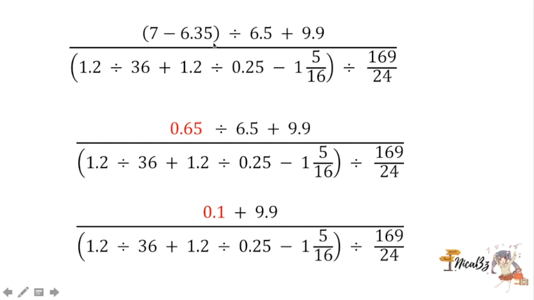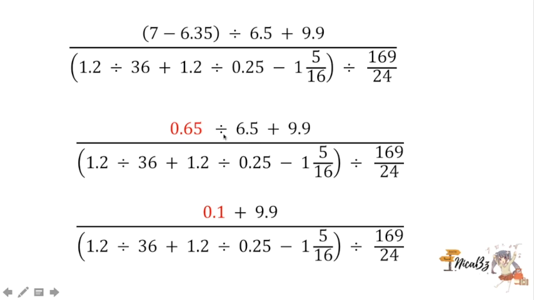So to do this, first you need to focus on the numerator. So we will be working on this part. And because we're following GEMDAS, we do first whatever is inside the parentheses. So 7 minus 6.35, that should give us 0.65. And we copy the rest.